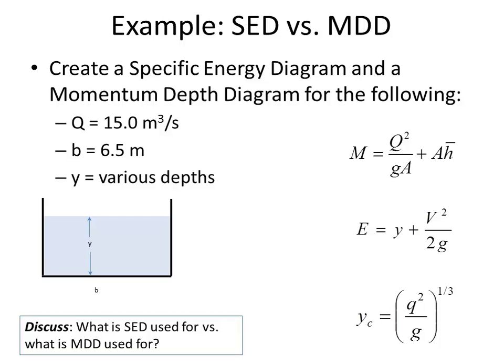For the flow that's described here, flow rate of 15 cubic meters per second, a channel width of 6.5 meters, and various depths, we're going to try and graph the specific energy. Here's the equation for specific energy. And then also we're going to graph the momentum as a function of different depths.